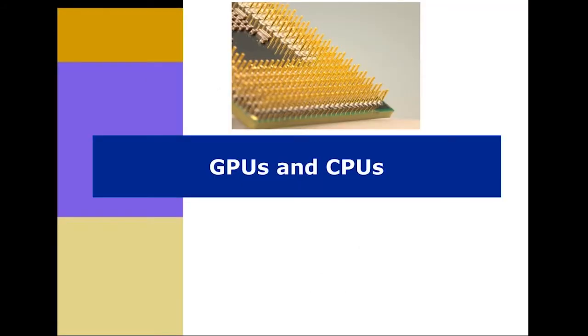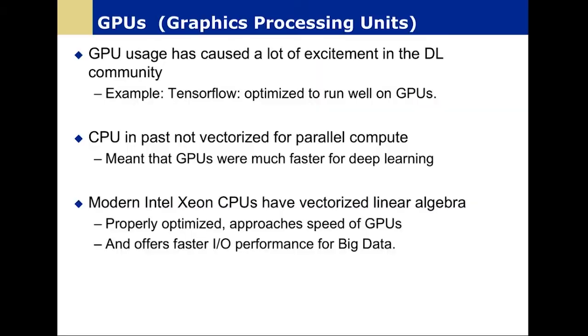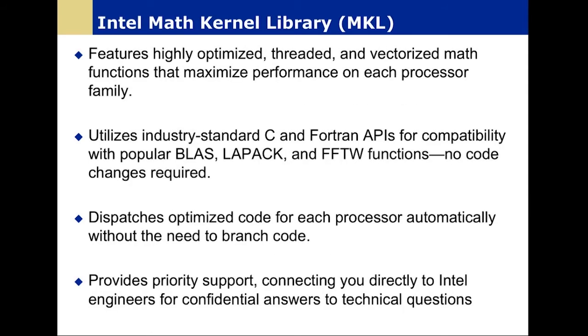Now, what about GPU and CPU? Now, GPUs, of course, have created a lot of excitement in the deep learning community. And in the past, CPU has not been vectorized for parallel compute, which meant that in the past, GPUs were much faster for deep learning. However, modern Intel Xeon CPUs have vectorized linear algebra that, when properly optimized, can approximate the speed of GPUs and allow us to do faster I/O performance for big data.